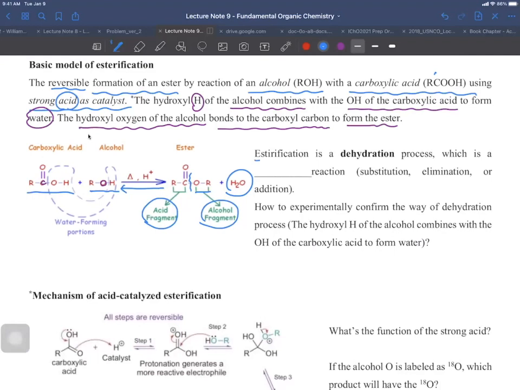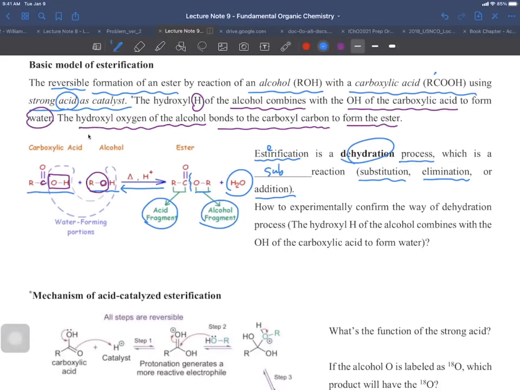So the esterification, I think there is a typo, esterification is a dehydration process, which is a substitution, elimination, or addition. So I think this should be a substitution reaction, right? You can interpret in different ways. We can say the OH group in the acid is substituted by the RO group from the alcohol, right? So I think we can see, this is a substitution. Obviously, it's not an elimination because there's no unsaturated bond formed. It's not addition because there's nothing added to an unsaturated bond, right?